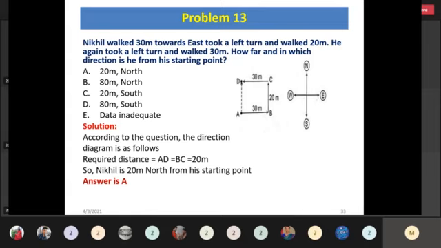and E, data inadequate. I'll read out the problem once again. Nikhil walked 30 meters towards east, took a left turn and walked 20 meters. He again took a left turn and walked 30 meters. How far and in which direction is he from the starting point? According to this question, the direction diagram is as follows. The required distance from A to D they are asking. So AD is equal to BC is equal to 20 meters. So Nikhil is 20 meters north from his starting point. So the option is A, 20 meters north.